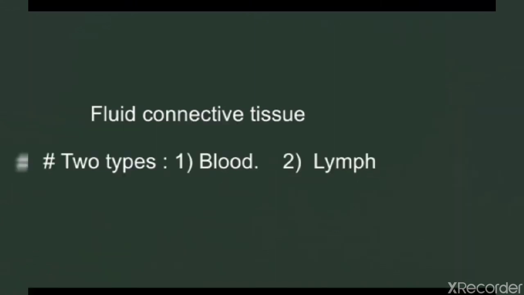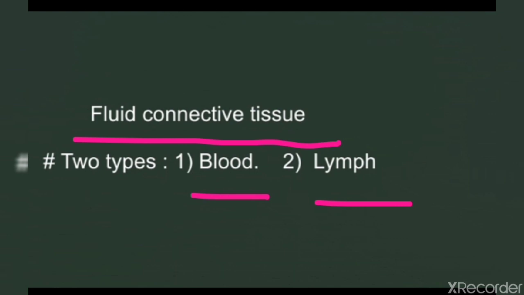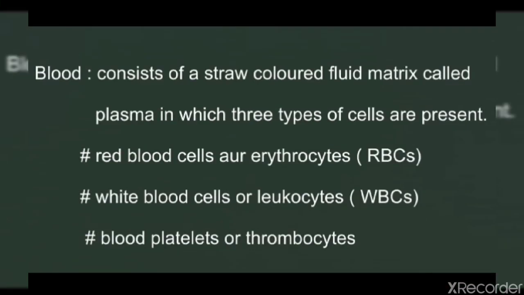The third type of connective tissue is fluid connective tissue. This is the third one. The first one and second one, connective tissue proper and skeletal tissue, already we have discussed. Now the third and the last one is fluid connective tissue. Fluid connective tissue is divided into two types. The first one is blood and the second one is lymph. Let's see each one separately.